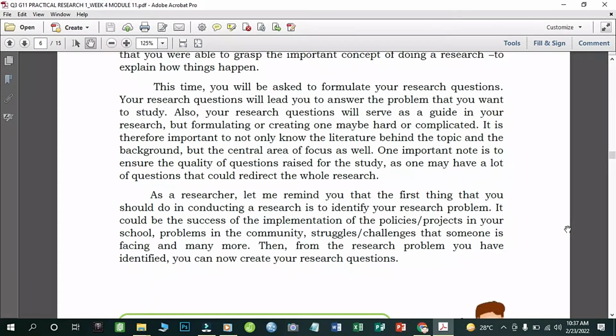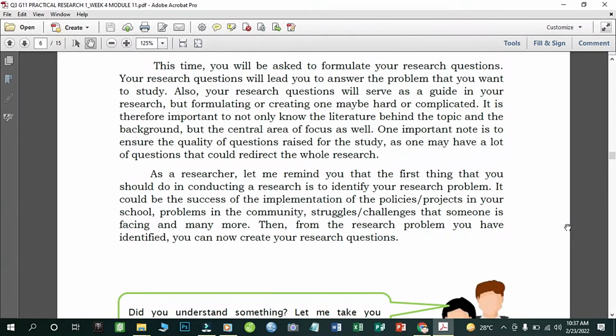So as a researcher, let me remind you that the first thing that you should do in conducting research is to identify your research problem. It could be the success of the implementation of policies, projects in your school, problems in the community, struggles, challenges that someone is facing, and many more. Then, from the research problem you have identified, you can now create your research questions.